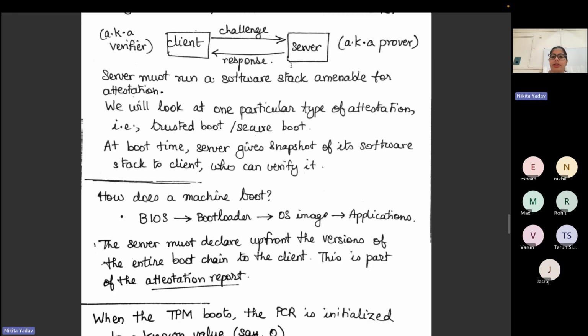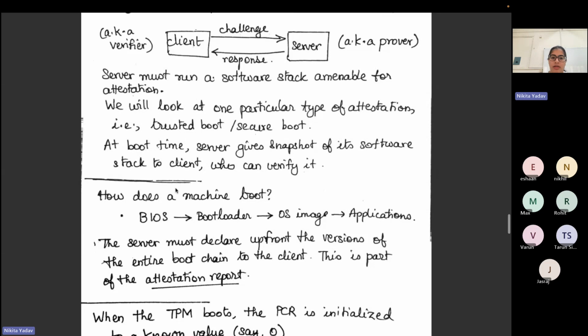What does that mean? Basically, from time to time, that software should call this TPM extend API with some values. We will now look at a particular type of attestation, which is called trusted boot or secure boot, which provides a guarantee that your machine has started in a secure state. What is a secure state here? That your machine was actually started with the correct binaries and all.